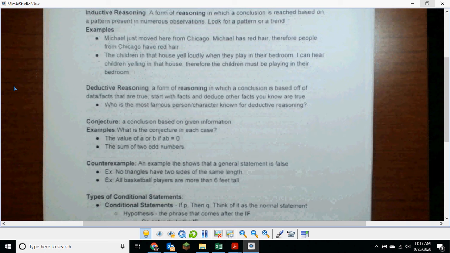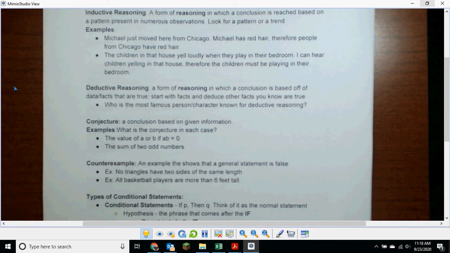Deductive reasoning is a form of reasoning where the conclusion is based off of facts that are observed and are verified to be true. Start with just the facts and deduce other facts, therefore, that you know are true. And the most famous person in literature that's known for deductive reasoning is Sherlock Holmes. At the end of every Sherlock Holmes case, famously, he always says, well, it's elementary, my dear Watson, and that there's only one possibility remaining. We've considered everything, we've analyzed all the facts, so the only thing that could be true is just how it happened, based on all of our observations.